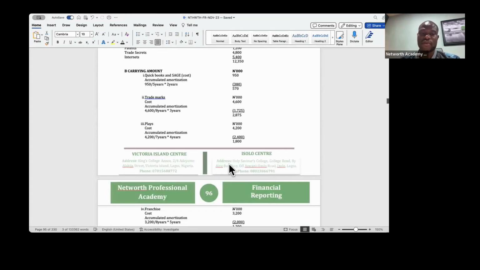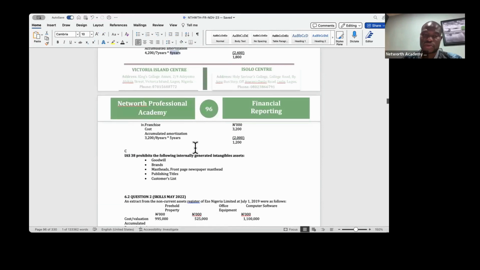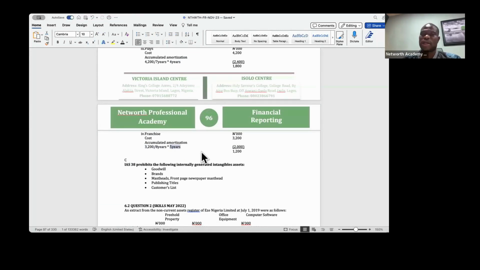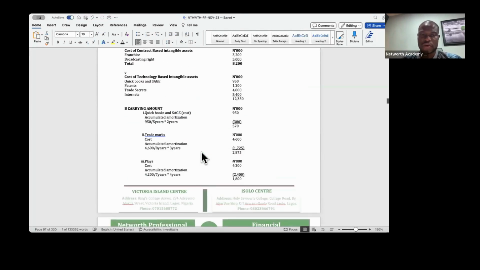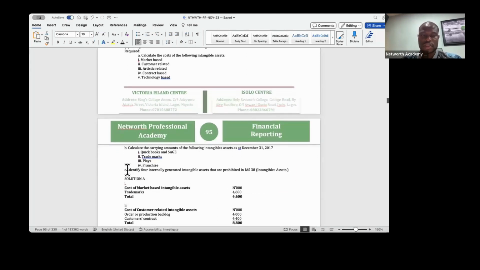And that's what I did for plays also. 42 divided by 7 years, multiplied by 4 years. 4 years is like we bought it 4 years ago. Same thing for franchise too. 3 divided by 8 by 5 years, just to get my carrying amount. So that's quite straightforward. Then the last one says that you should identify 4 internally generated intangible assets that are prohibited in IAS 38.